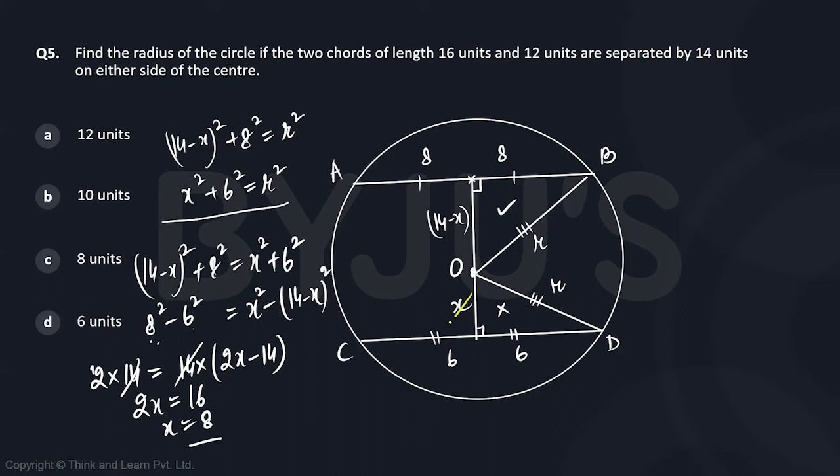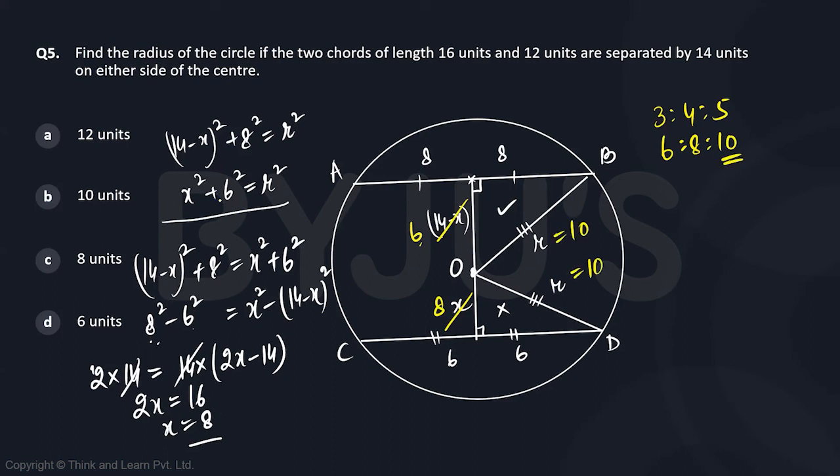So we have X as 8. So this turns out to be 6. So it looks like both are right angle triangles with 6 and 8 as the base and height. So the triplet that we have is 3, 4, 5. So you can also say that it's 6, 8, 10, where 10 is the hypotenuse. So R will turn out to be 10.